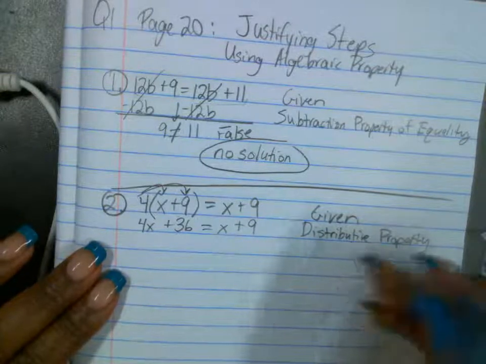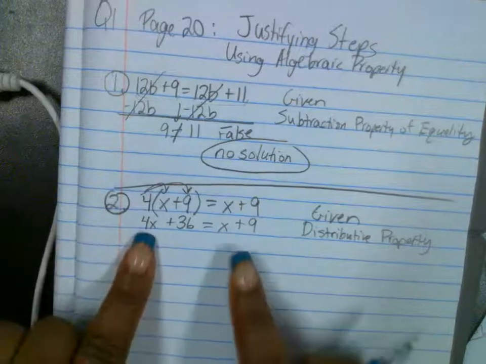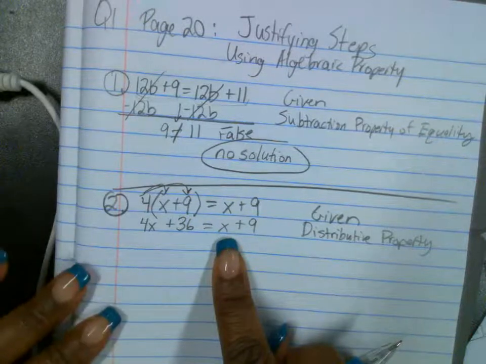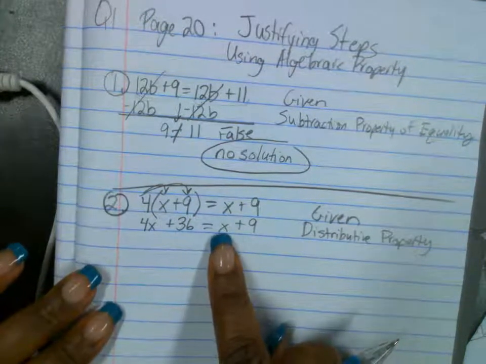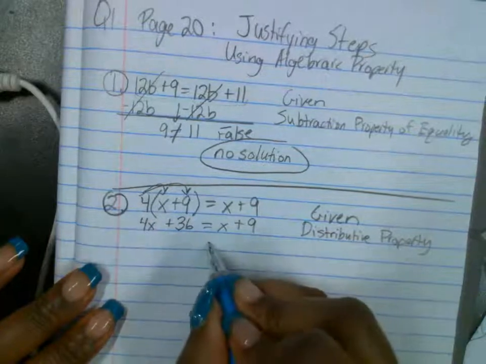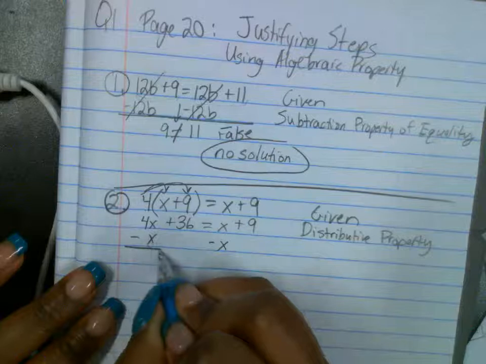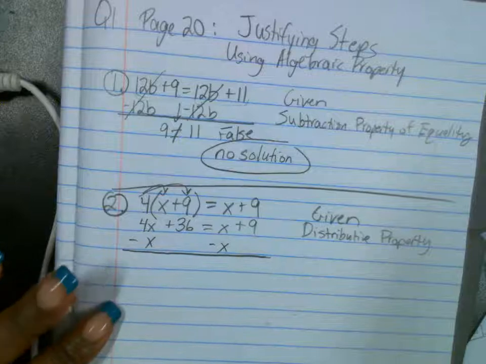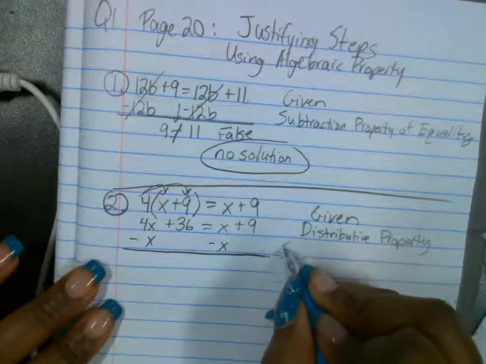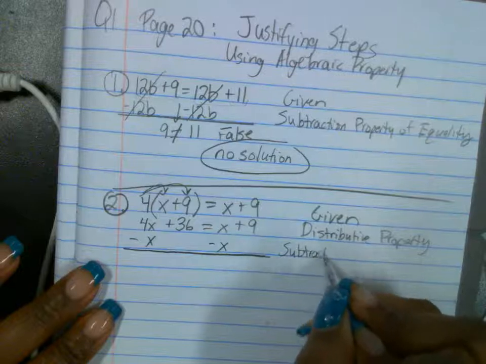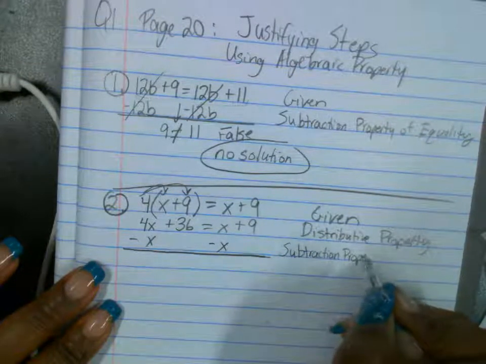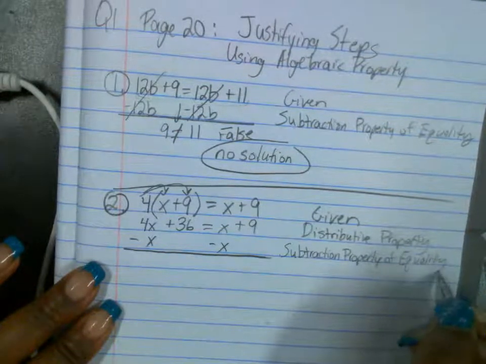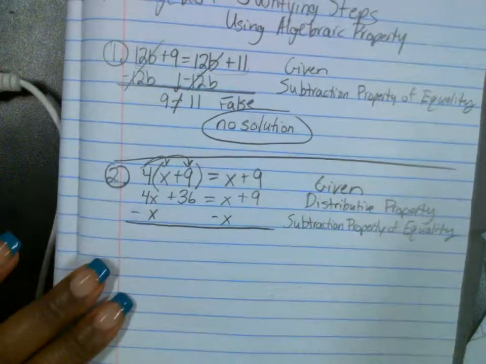Okay, let's decide. Which would we like to move, the 4x or the 1x? 1x, okay. I would probably move the 1x as well because it's smaller. How would I move a positive 1x to the other side? I would subtract 1x from both sides. I'm subtracting the same number or term on both sides. What property would I call that? Very good. Subtraction property of equality. Okay. This is subtraction property of equality.